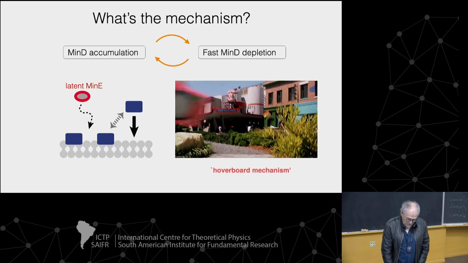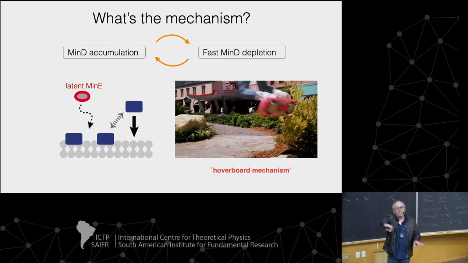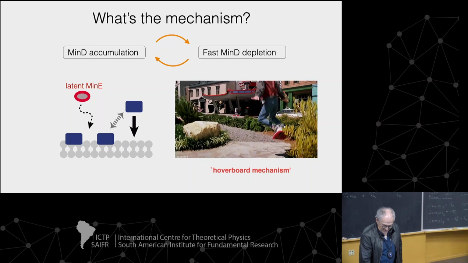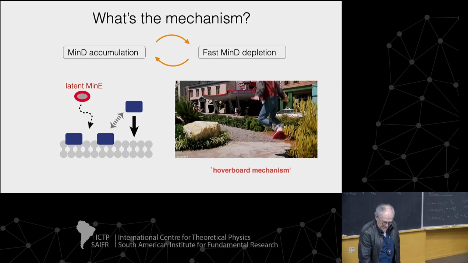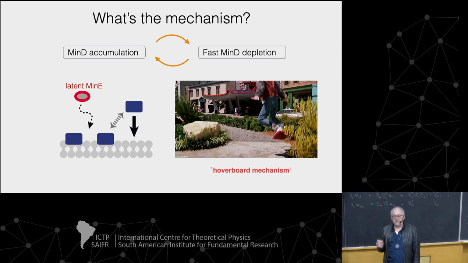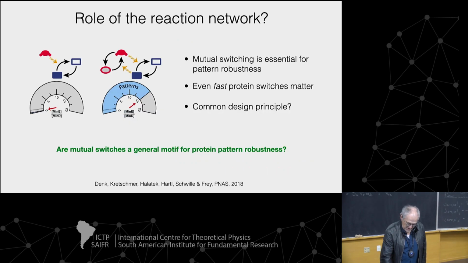And here's my cartoon, right? MinE is kind of hovering over the surface, and I called it the hoverboard mechanism, but that's more of a joke. So hope you got the idea that a fast chemical reaction can have an effect on pattern formation if you restrict it spatially in the vicinity of the membrane, and when you have the sequence of reactivating inactive MinD.